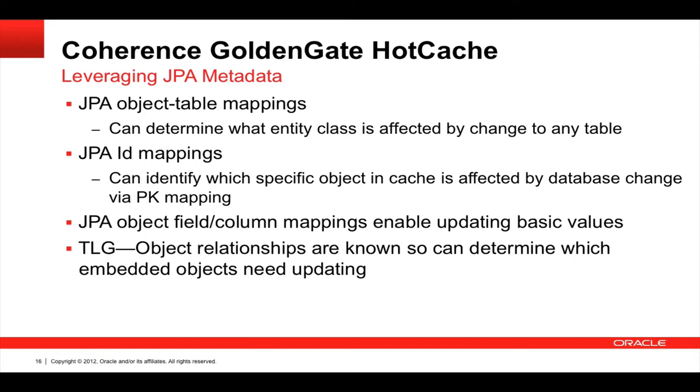We also have a scenario when using TopLink Grid, and I won't go into that today. When using TopLink Grid, which is caching in Coherence when using a JPA application, a variant of what we've got today, we actually have information to let us update relationships too. But that's actually a different use case.